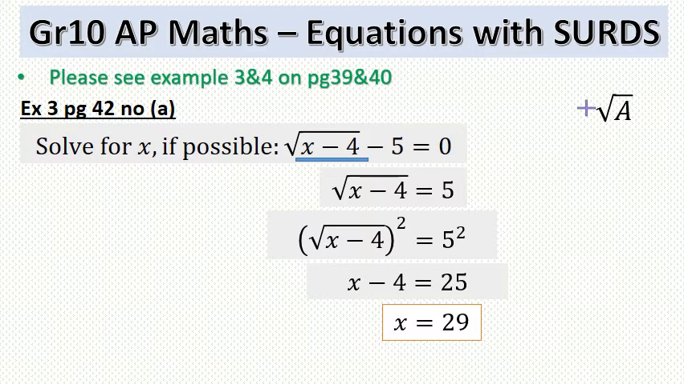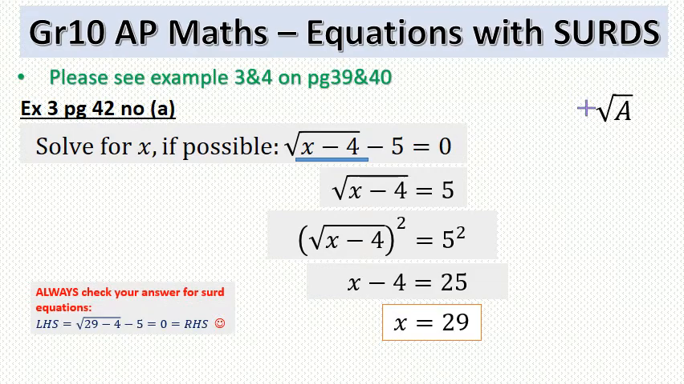Not bad, right? The only thing is, we need to always, NB, please do this every single time you have a surd equation. You must check your answer. So just substitute that 29 in the place of x and check that the left-hand side of the equation does equal the right-hand side. So I've substituted 29 minus 4 underneath the square root. 29 minus 4 is 25. Square root of 25 is 5, and 5 minus 5 gives you 0, and your right-hand side is 0. So this solution is valid. Whoop, whoop.